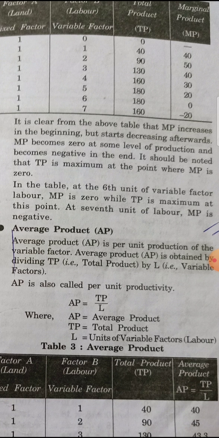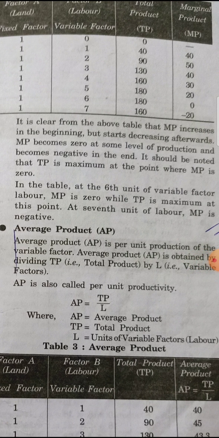MP becomes 0 at some level of production and becomes negative in the end. It should be noted that TP is maximum at the point where MP is 0. In the table, at the 6th unit of the variable factor, labor, MP is 0 while TP is maximum. At the 7th unit of labor, the MP is negative, as we have seen, right? So at the 7th unit, MP is negative.